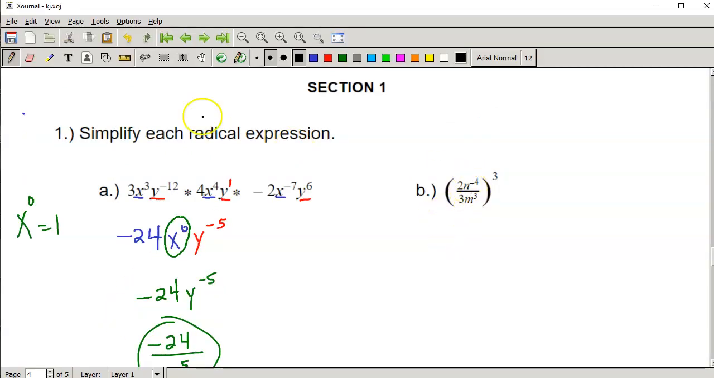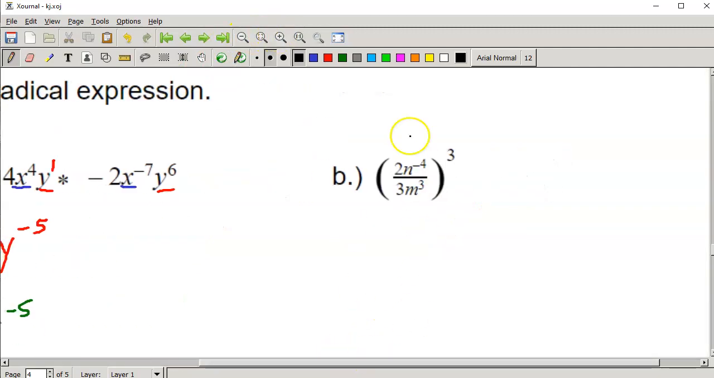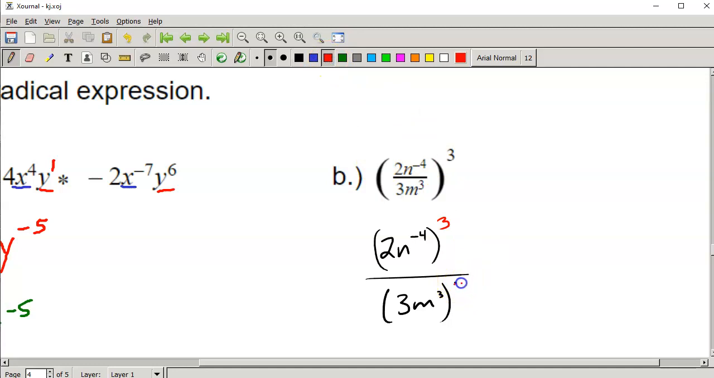Part B, we have an expression here, all raised to the 3. So that means that, again, the top, the numerator, will be raised to the 3. And also the denominator can also be raised to the 3. So if we take 3 and we raise it to each term inside here, just thinking about the top first, we're going to have 2 cubed, which will be 8, and then n to the -4th raised to the 3. We can multiply those because we have a power of a power. So that'll be n to the -12.